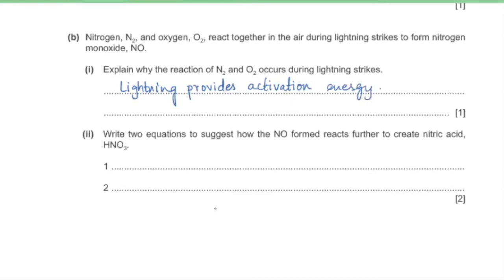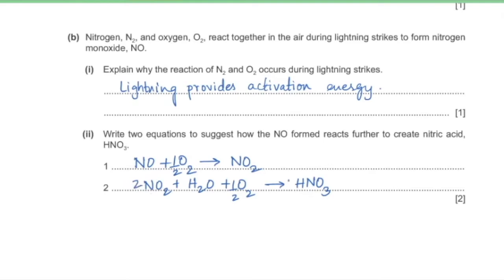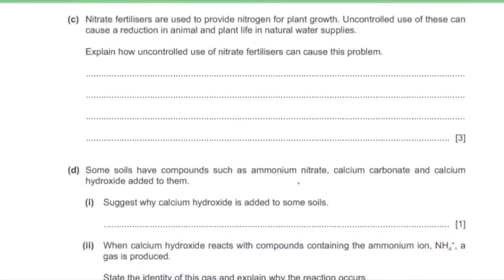Part 2, write 2 equations to suggest how the nitrogen monoxide formed reacts further to create nitric acid, HNO3. So nitrogen monoxide will react with oxygen to form nitrogen dioxide, and nitrogen dioxide will react with water as well as oxygen to form nitric acid, HNO3. We will have half mole of 2NO3 and 2HNO3.